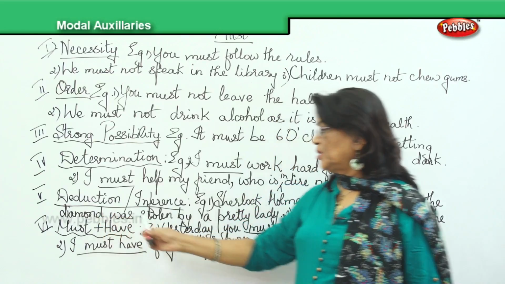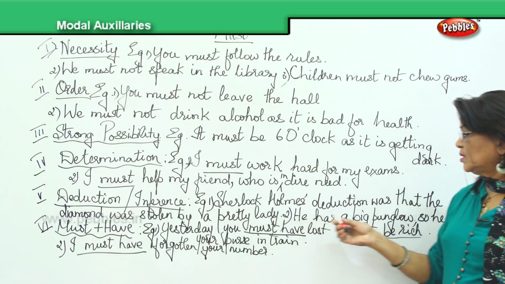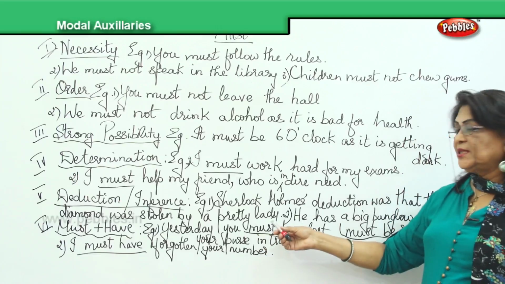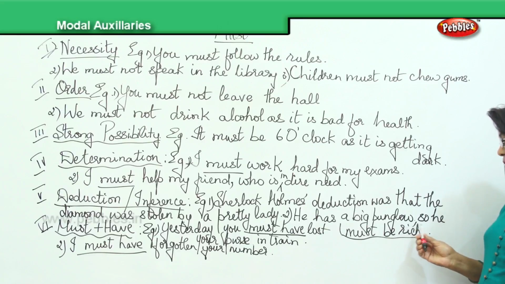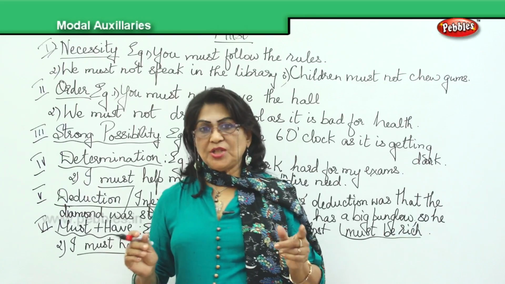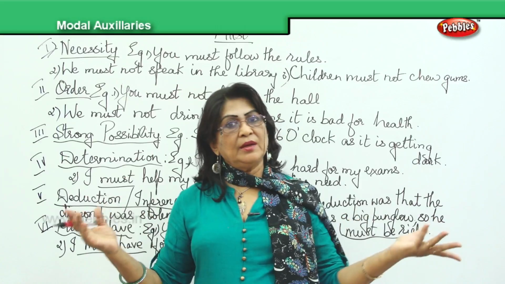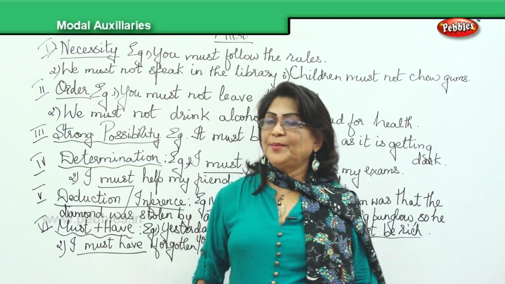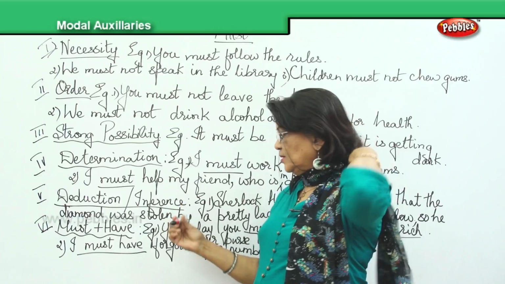Next one, deduction or inference, conclusion. Sherlock Holmes's deduction was that the diamond was stolen by a pretty lady. He has a big bungalow, so he must be rich. Or you can say she has a pretty dress, so she must be rich. Or she has plenty of saris, so she must be rich. Okay, so all these are deductions or inferences.